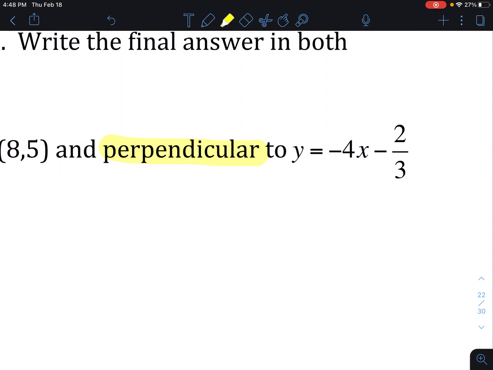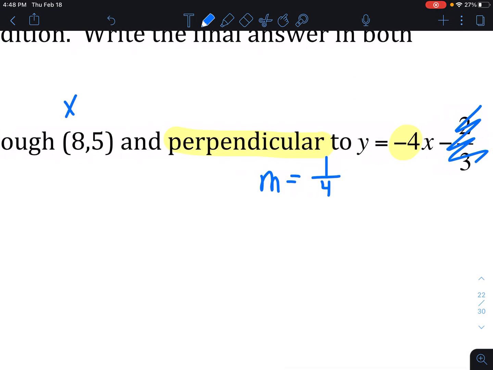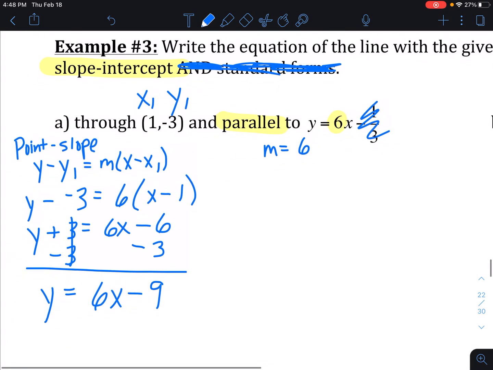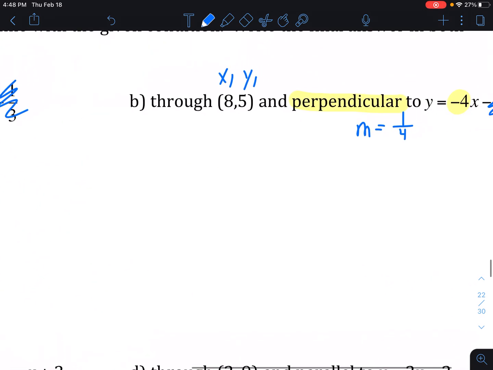It is negative 4. So since it says perpendicular, what is perpendicular to negative 4? Remember, perpendicular means we have to change the sign, so it'll become positive, and then 4 upside down is 1/4. So our slope we want to use is 1/4. And we're going to use this point as my x1, y1 again, and I'm going to be using this point slope formula again.